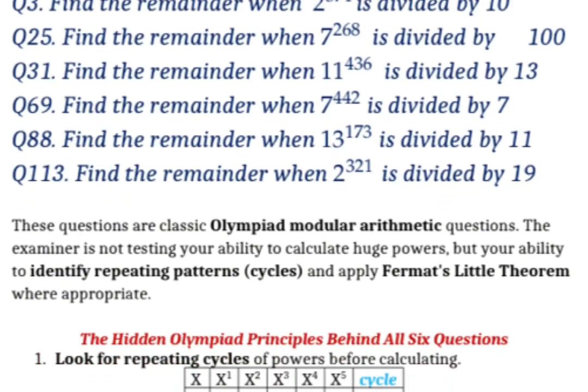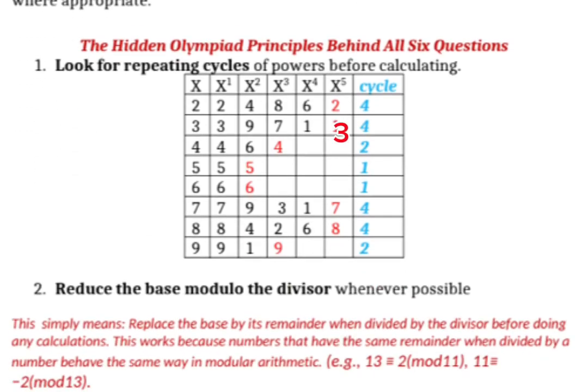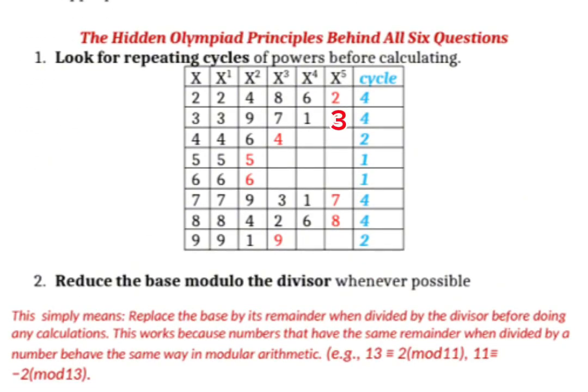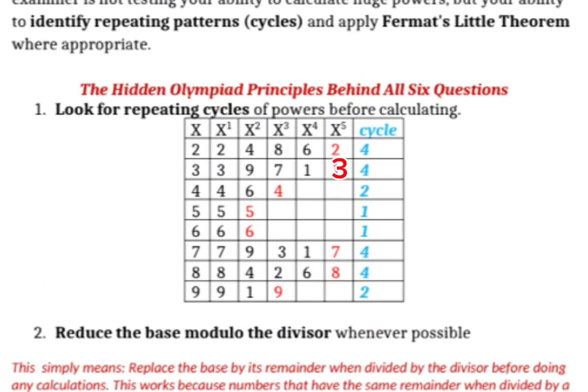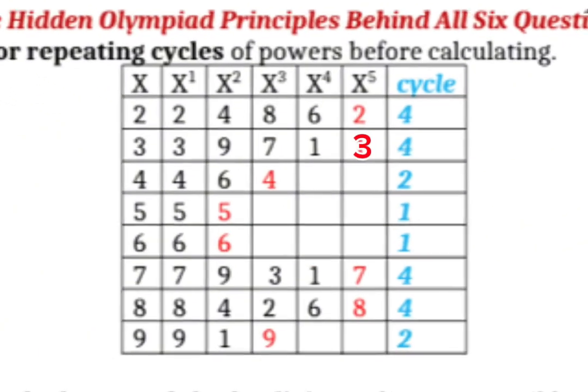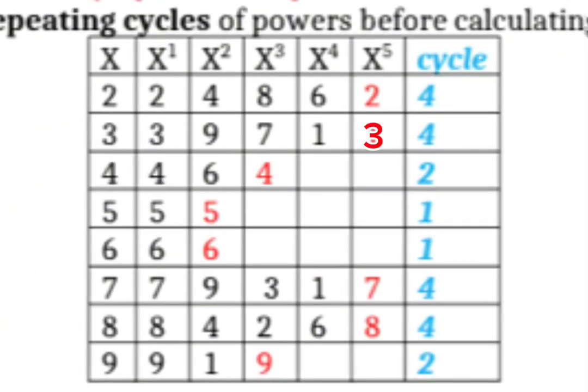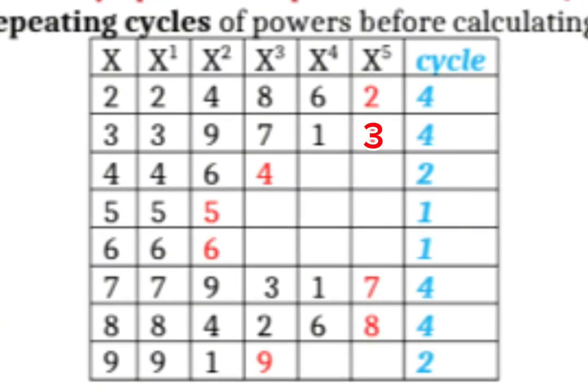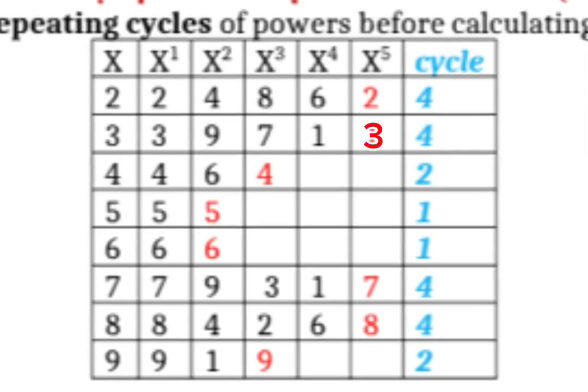Let's go. As usual, I want to first consider the hidden Olympiad principle behind all the 6 questions. Number 1 is to look for the repeating circles of powers before calculating. What do I mean by the repeating circle of powers? Take a close look at the table here. You will discover that the last digit of the powers of 2 repeats in a circle: 2, 4, 8, 6. And the length of the circle is 4.